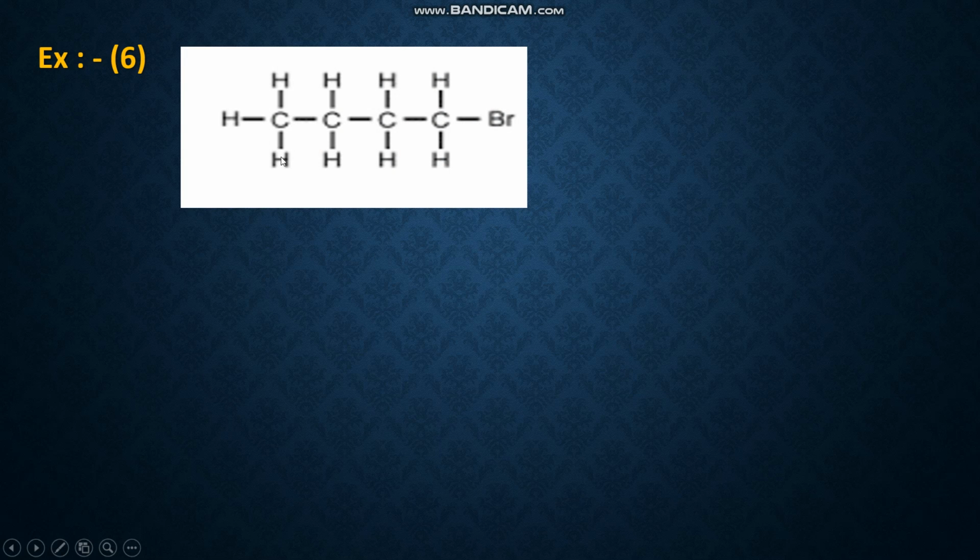Next example. The first step is to count the number of carbon atoms. There are 4 carbon atoms. So the corresponding alkane is butane. Next we have to see which is the functional group. The functional group present is Br or bromine. So the corresponding alkane is butane and the functional group is bromo, so we have to give the prefix bromo. The name of this compound is bromobutane.